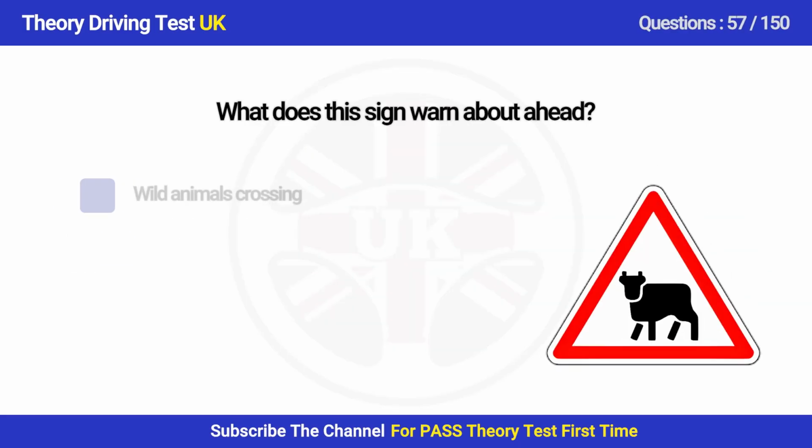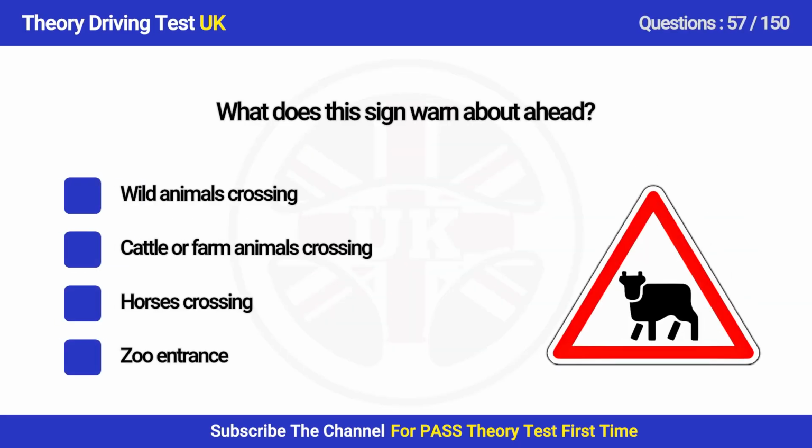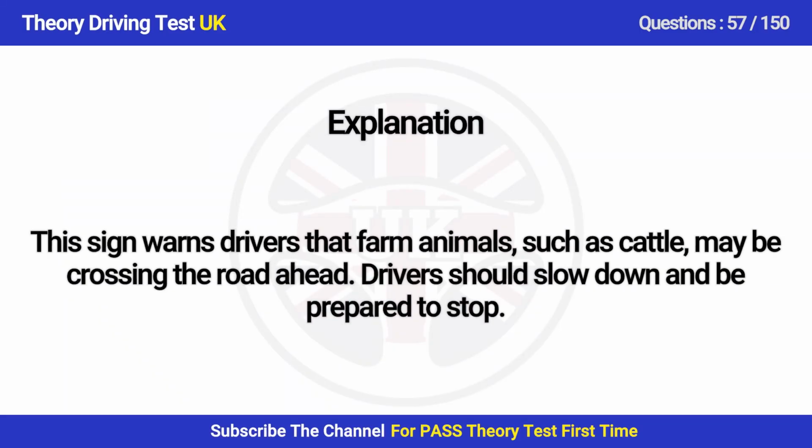Question 57. What does this sign warn about ahead? A. Wild animals crossing. B. Cattle or farm animals crossing. C. Horses crossing. D. Zoo entrance. Answer is B. Cattle or farm animals crossing. This sign warns drivers that farm animals, such as cattle, may be crossing the road ahead. Drivers should slow down and be prepared to stop.